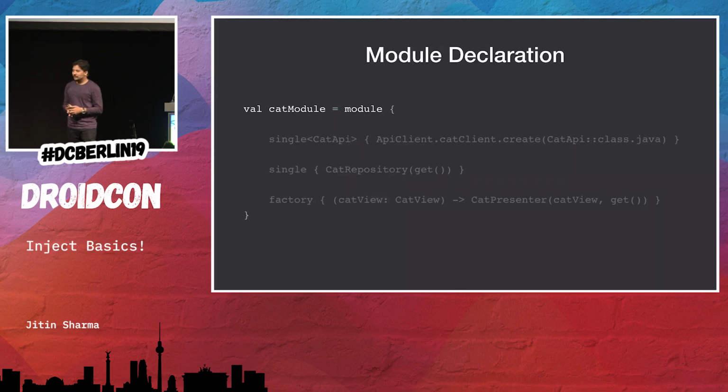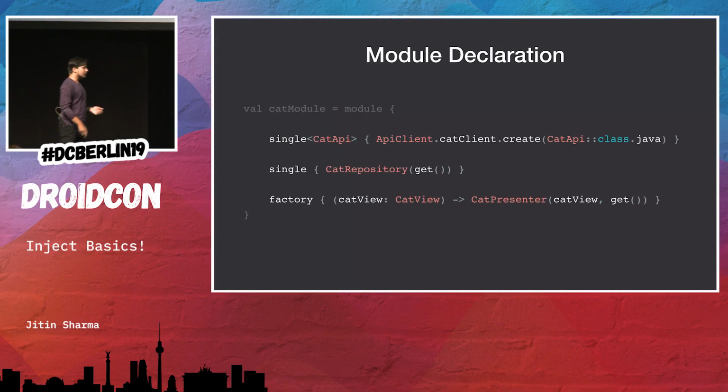At a very base level, Koin does not have the concept of components, but it does have the concept of modules. In modules, you can declare stuff. Instead of using annotations, you use DSL. So this is all DSL: module, single, factory. Single is like singleton, and factory is like creating an instance every time. When you see a Koin API, if it's written single, it's actually single. It's not like singleton does not do anything.